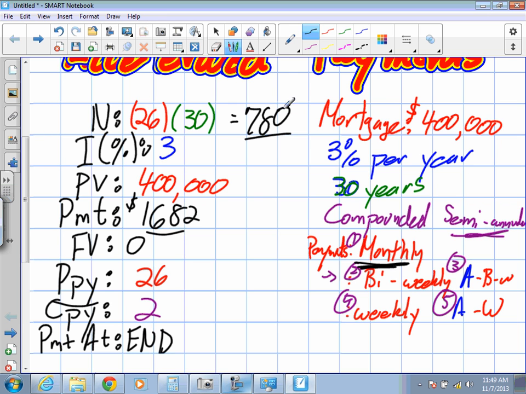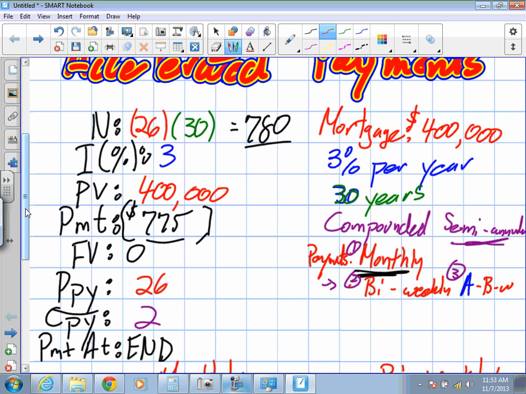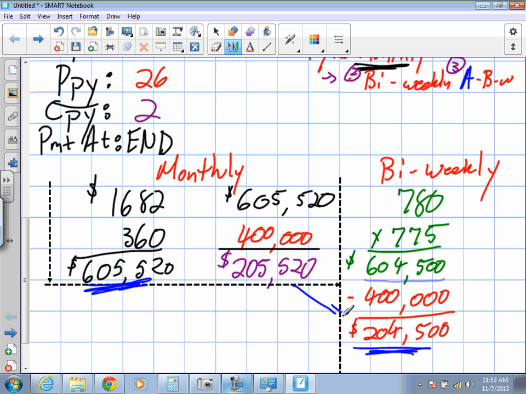Okay. This payment is going to change. We need to recalculate for this now. Our new payments are, I think, 775? Double check that. Okay, so we calculated it and it's $775 is our payments. Now, to figure out how much we pay in total, we make 780 payments because remember that changed because it's bi-weekly. And each payment is $775. So in total we're paying $604,500. That's a little less than our monthly, which means our interest dropped a little. We saved about $1,000 altogether.